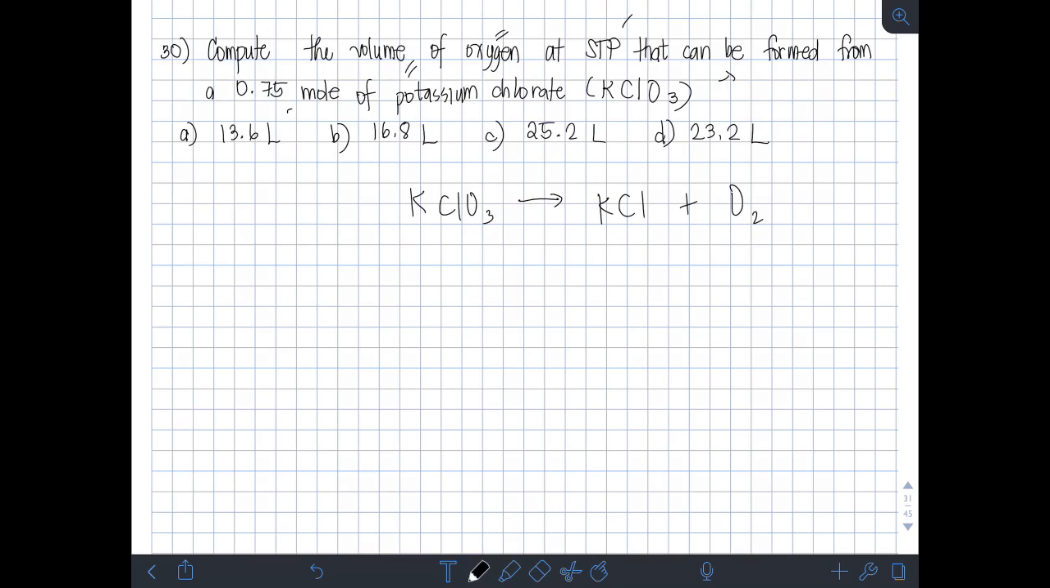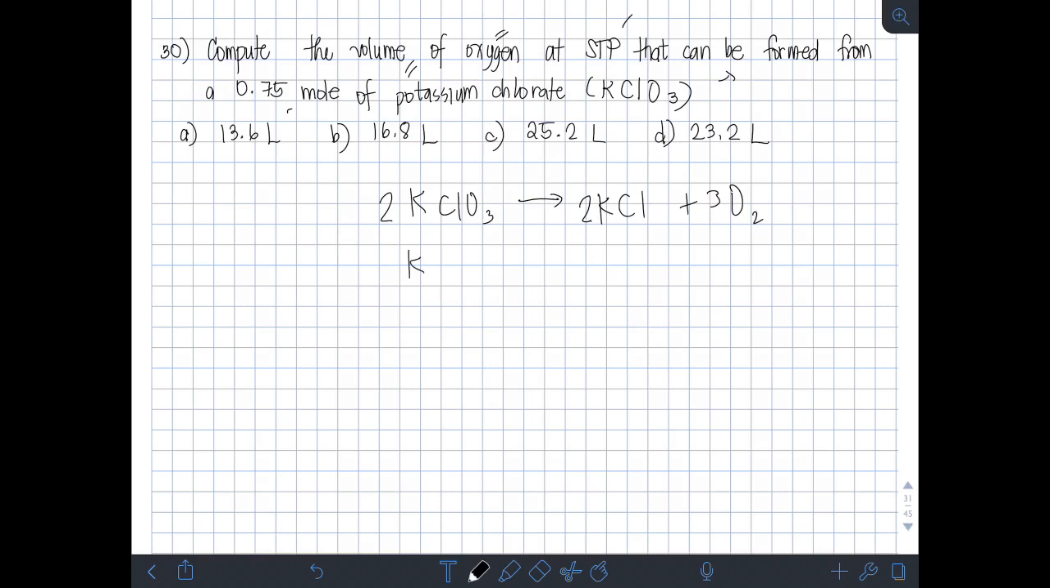So, try kong mag-multiply dito ng 2 sa kaliwa. And then, mag-multiply ng 3 dito sa oxygen. As well as, mag-multiply din tayo ng 2 dito sa potassium chloride. So, ngayon, check natin kung balance na ba, kung pare-pareho na ba yung number ng atoms ng bawat element.